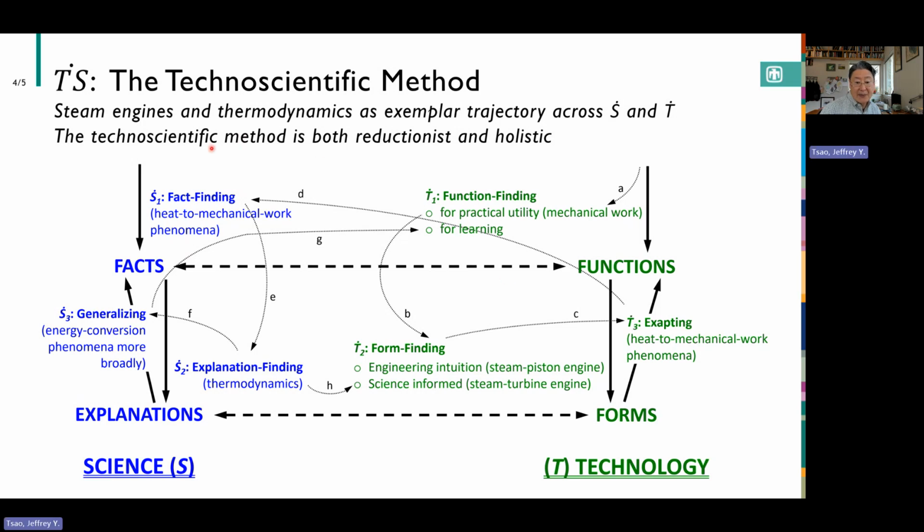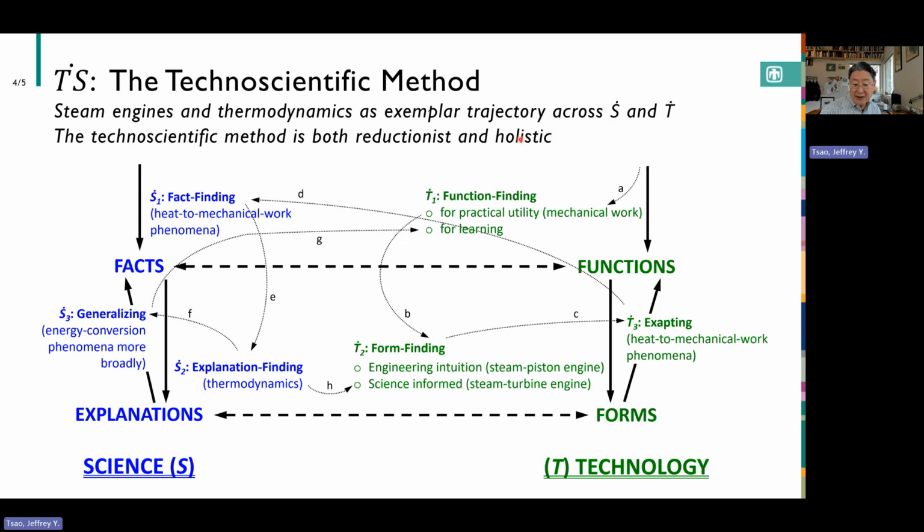Before I leave this slide, let me make a couple of overarching points. One, the technoscientific method is reductionist. It breaks down the advance of S&T into various mechanisms. Why is that important? Because each mechanism is unique and requires different skills and environments to execute. James Watt's invention of the steam piston engine is a totally different type of work than Sadi Carnot's discovery of thermodynamics.